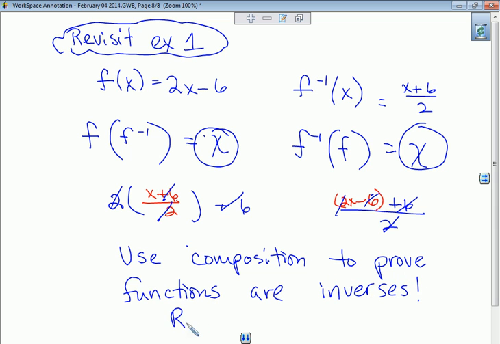The result must equal x if they are inverses.